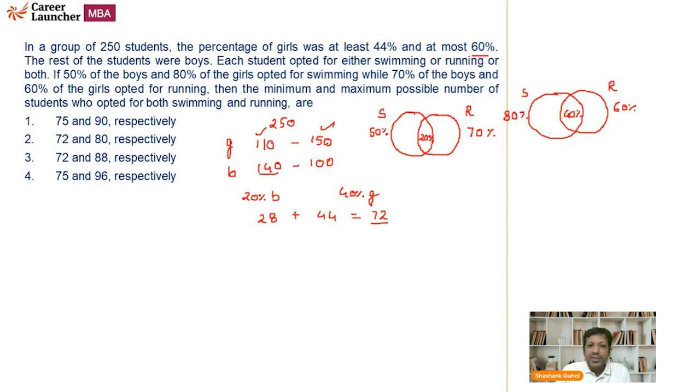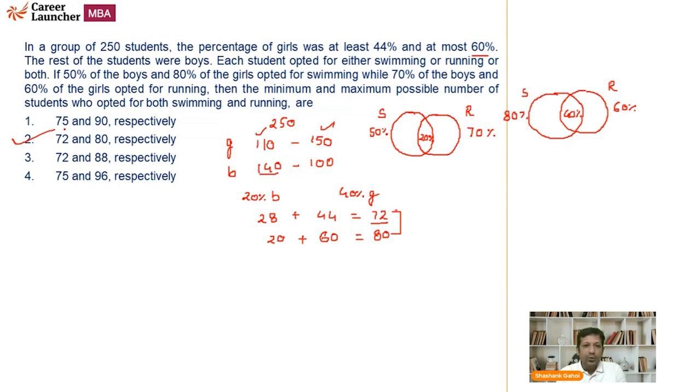Okay. Now, what is the second arrangement? 20% of boys, that is 20. 40% of girls is 40% of 150, that is going to be 60. So both can be 80. So I know that both lies between 72 and 80. So in that case, my answer to this question is going to be option 2, that is 72 and 80.